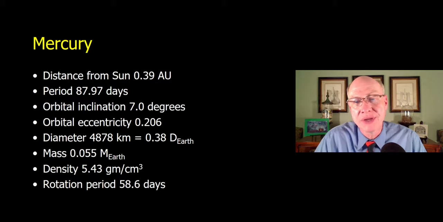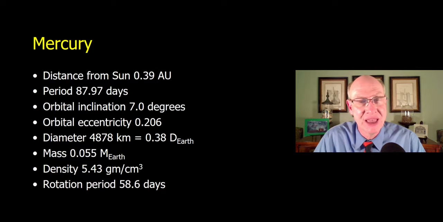First of all, Mercury is 0.39 astronomical units from the Sun, so a little bit less than 0.4 astronomical units, or about 40% of the distance from the Earth to the Sun. It takes Mercury just a little bit less than 88 days to orbit the Sun one time, which is a little bit less than 3 months. So in one of our years, Mercury orbits the Sun more than 4 times.